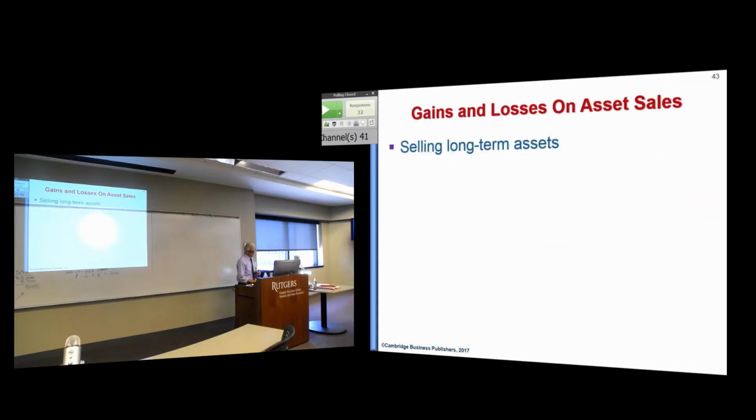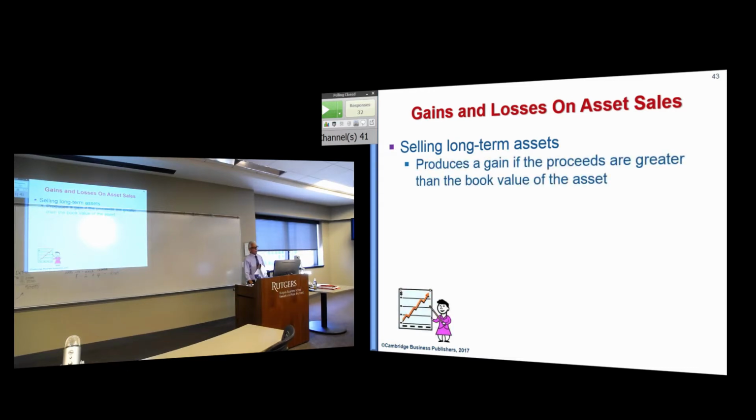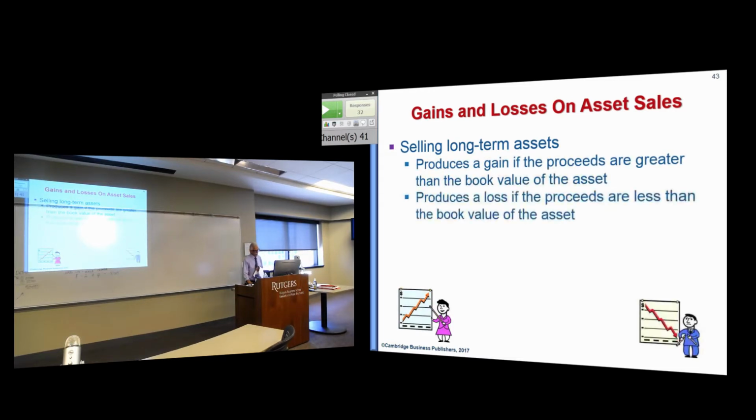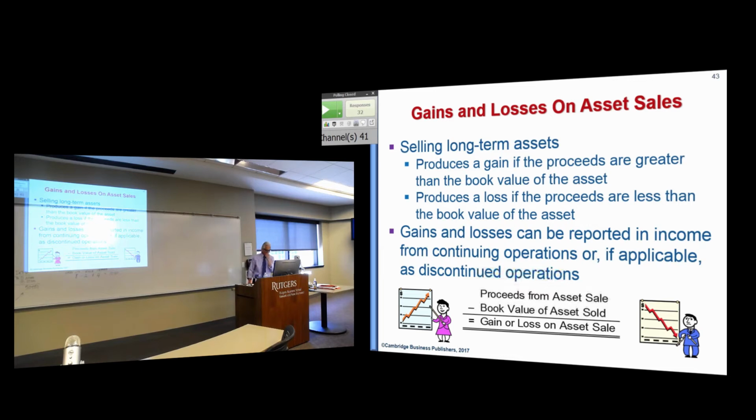And what about gains? And this again is on number 43. Gains and losses on sales of plant assets. So plant assets, when they're sold, there will be a gain or loss. If you sell it for more than its book value, there's a gain. If you sell it for less than its book value, there's going to be a loss. Gains and losses go into income.